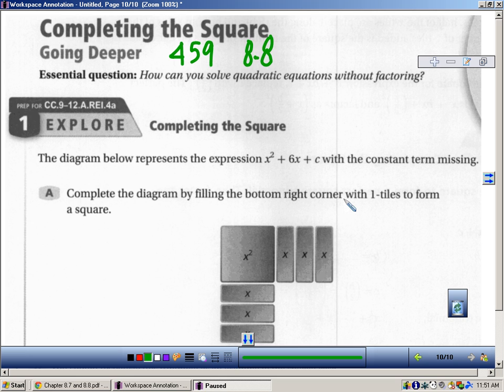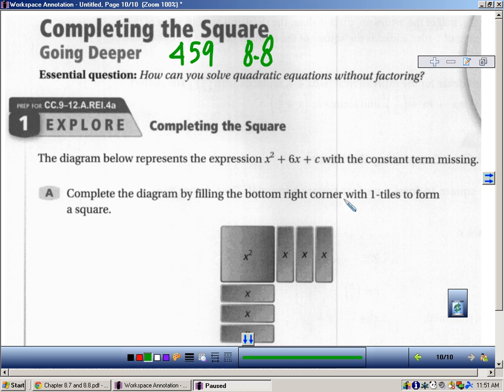Now, I'm going to read. Please follow along in your book. If you haven't got that out yet, get it out now. We're on page 459. It says the diagram below represents the expression x squared plus 6x plus c with the constant term missing. So in other words, we don't know what the number is for c.